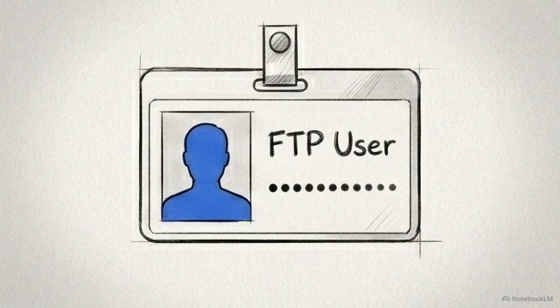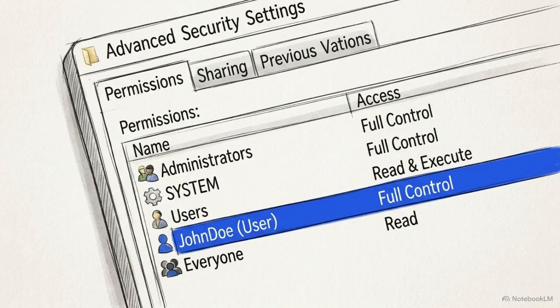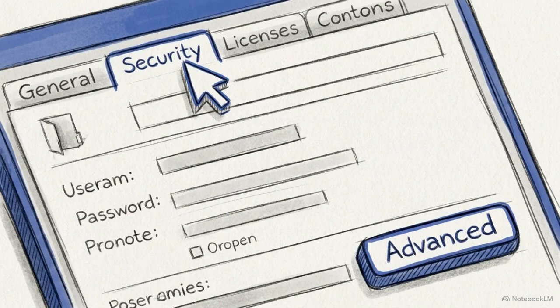To make the server accessible, we first need a dedicated local Windows user account and password specifically for your FTP connections. IIS settings alone do not fully protect your files. You must also configure OS-level NTFS security to ensure that only your designated FTP user has permission to open the folder. Right-click your host folder, select Properties, open the Security tab, and click the Advanced button.